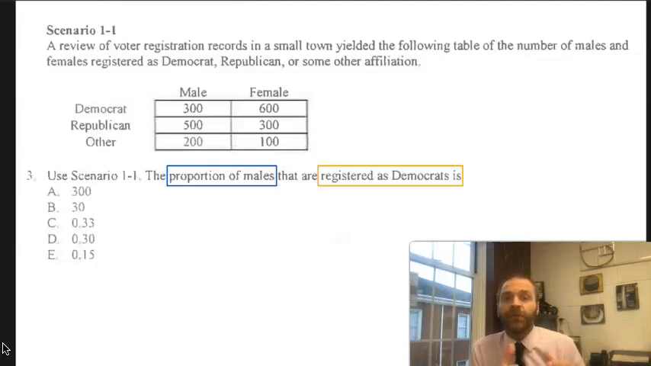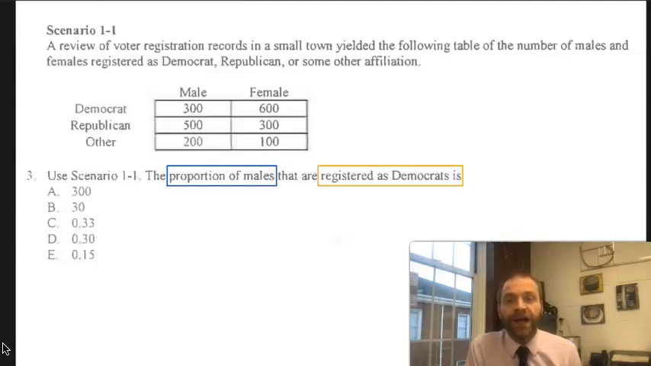Now I have to figure out which is going to be the row. Am I looking at Democrats as my total? Am I looking at males as my total? And then, what am I looking at inside that total? But I'm going to say one thing first. We're looking at proportion. And so when we're looking at proportion, I want to keep in mind that value should be between 0 and 1. And I say that because if you look at choices A and B, those answers are greater than 1. They're not decimals between 0 and 1.